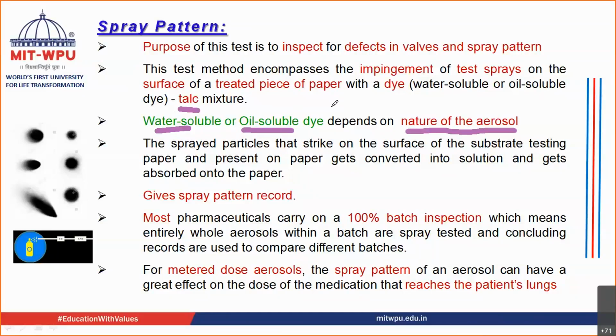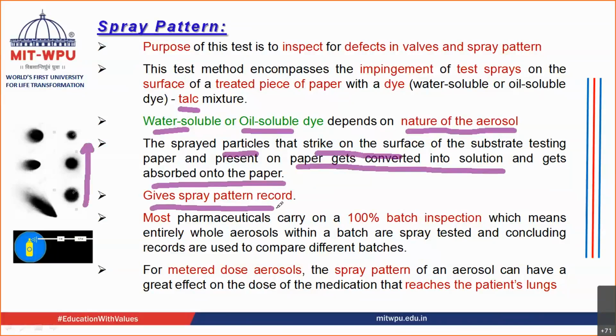So whatever is the nature of your aerosol, depending upon that, you are going to have a water soluble or oil soluble dye. When these sprayed particles, the material from the aerosol, strike onto the surface, they get converted into solution. Wherever these aerosol particles fall, they get converted into solution and absorbed onto the paper, and you see the different patterns. The spray pattern is then recorded.